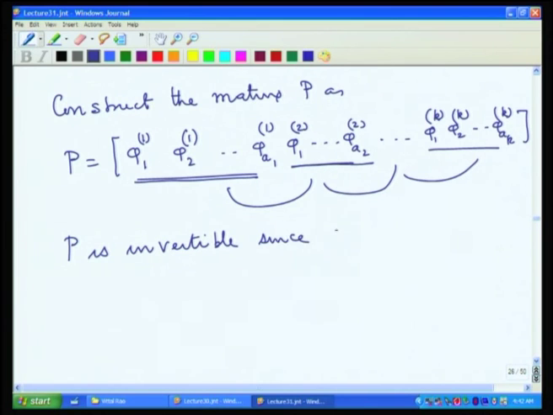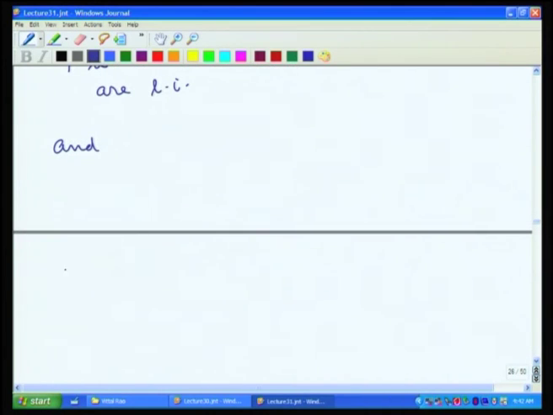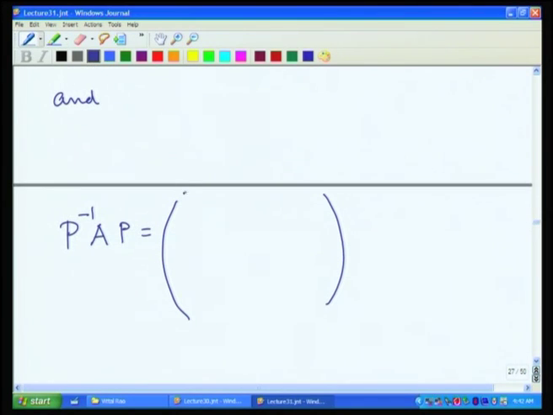Since the columns are linearly independent, when we write P inverse AP, we get a diagonal matrix. What is this diagonal matrix? The diagonal entries are going to be: lambda 1 will appear along the diagonal A1 times, then lambda 2 will appear A2 times, and so on, and in the end lambda k will appear AK times.